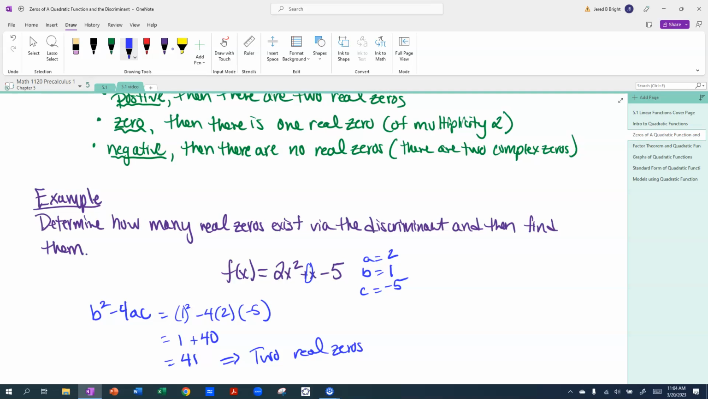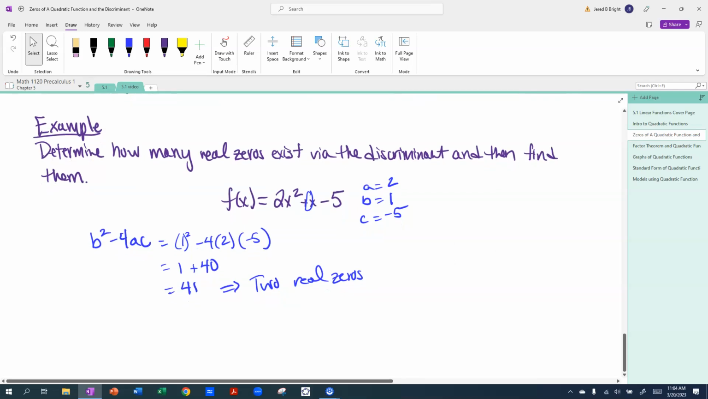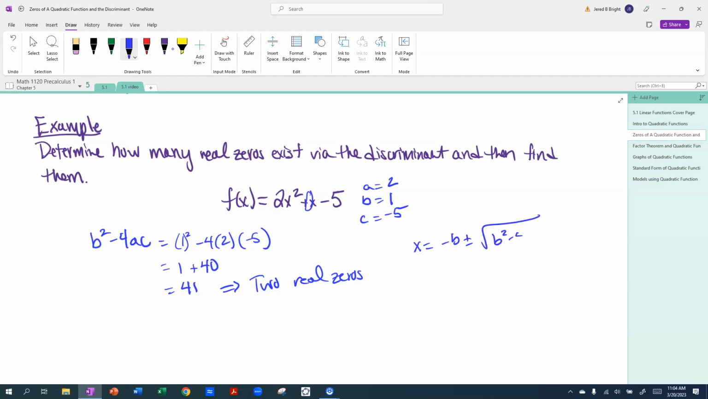So that's awesome. And maybe this would prevent me from having to do more work finding them if, for instance, there aren't any. But now, how do I go about finding them? Well, I can either factor or use the quadratic formula. The upshot of finding the discriminant is that if you do the quadratic formula, negative b plus or minus the square root of b squared minus 4ac all over 2a, that b squared minus 4ac is the discriminant.